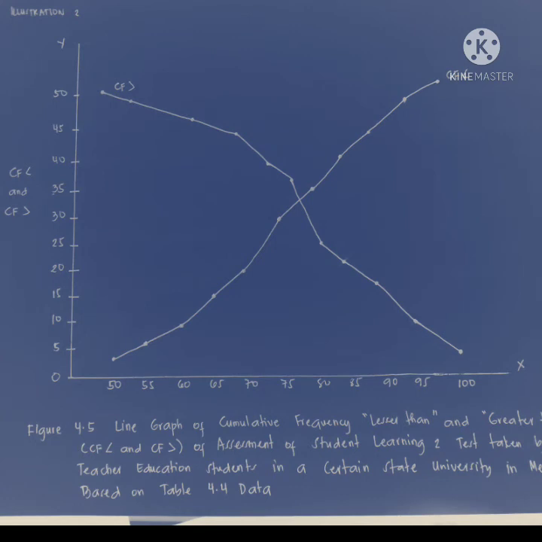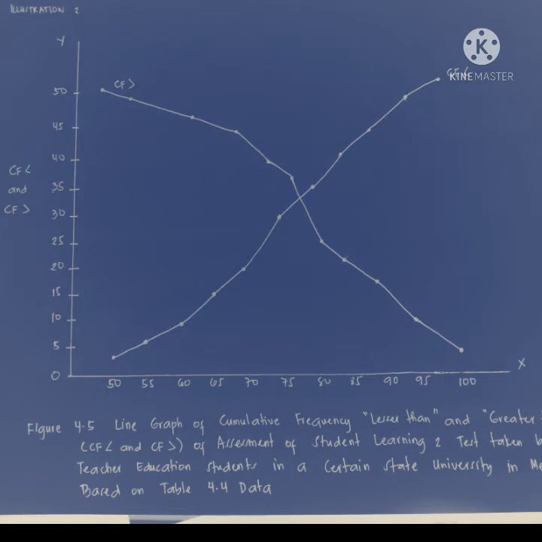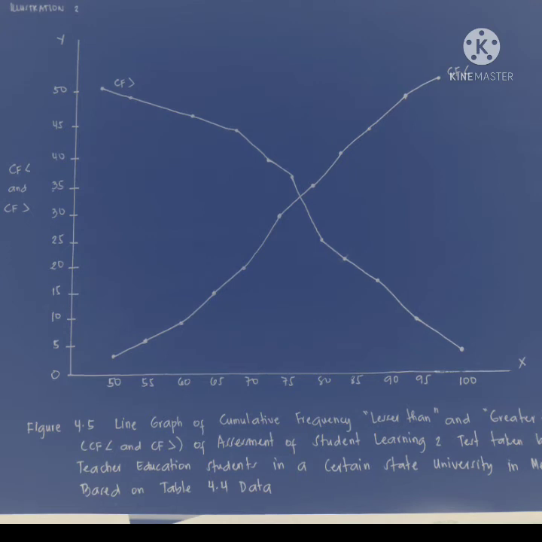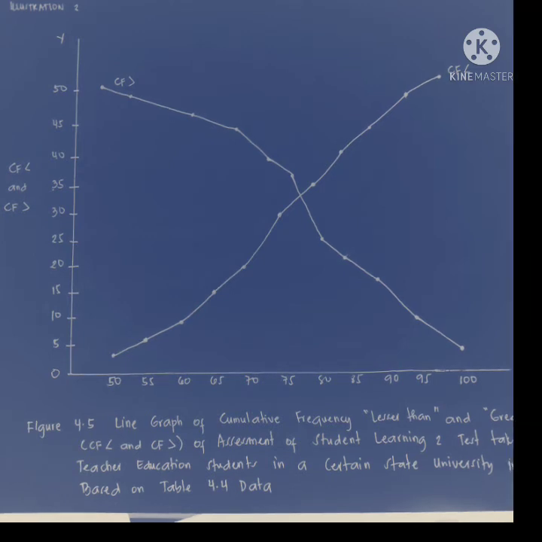For greater than cumulative frequency, in plotting cumulative frequency greater than, 100 upper class limit is plotted against 3, 95 against 8, 90 against 12, and so on. So I hope that you understand this cumulative frequency lesser than and greater than.